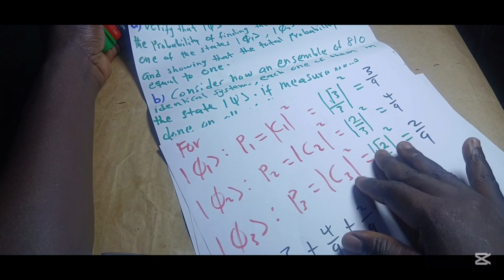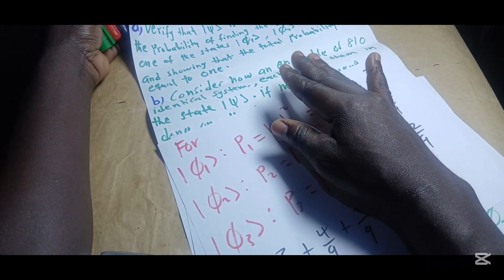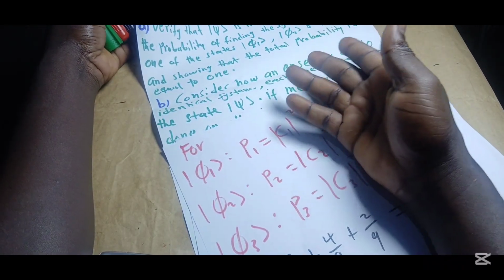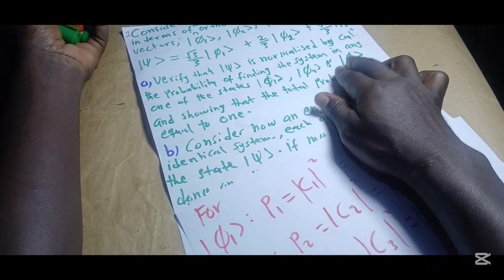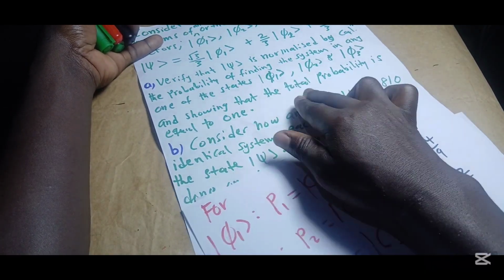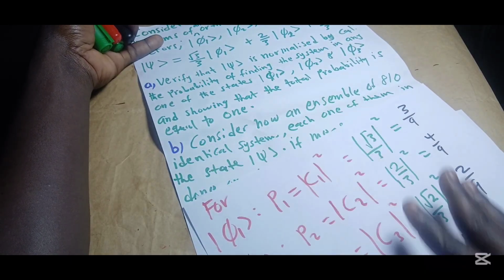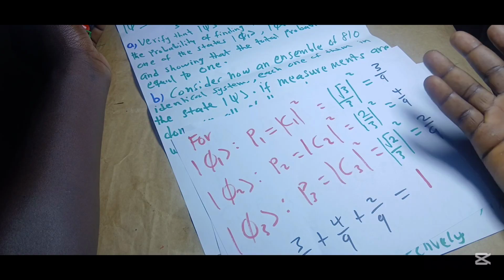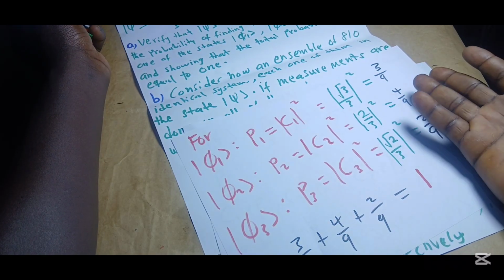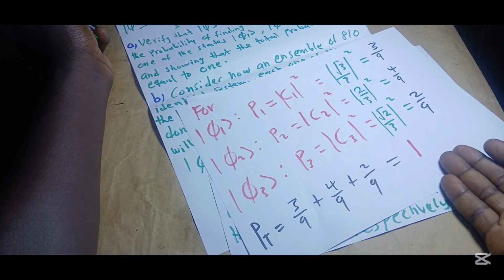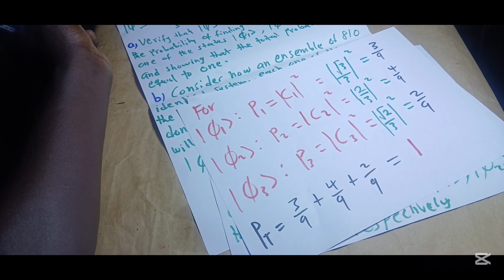We should verify that psi is normalized by calculating the probability of finding the system in any one of the states and showing that the total probability is equal to 1. In this case, we've calculated the probability contribution of each of the phi, and now we add all their contributions and it gives us 1. So that is it for part A of the question.